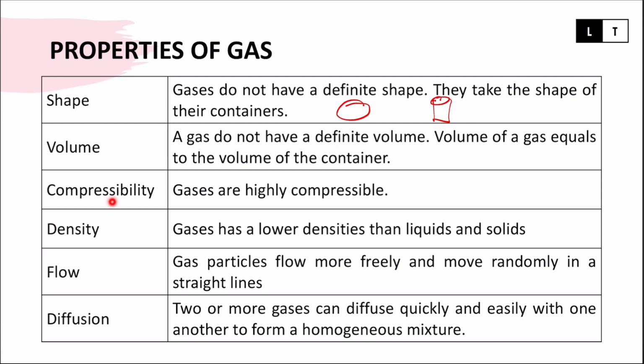Next one, compressibility. Gas is highly compressed. Maknanya kita boleh berikan tekanan kepada gas. Next one, density untuk gas is lower than liquids and solid. And the flow of gas particle are more free and move randomly in a straight line. Ingat, dalam straight line. And the diffusion of two or more gases very quick and easy with one another so that dia boleh form homogeneous mixture.